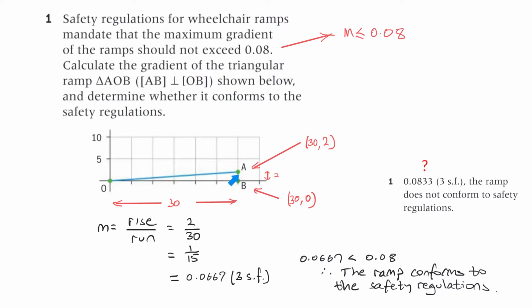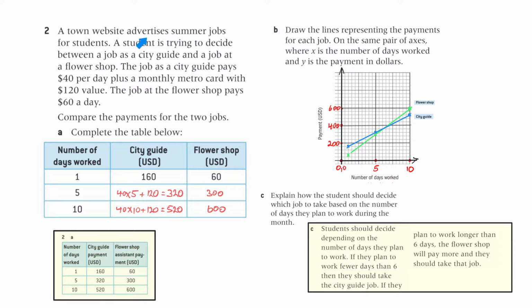The rise is 2. So m equals rise over run. So that's 2 over 30, which is 1 over 15, which is 0.0667 to 3 significant figures. And this number here is less than 0.08. So that's good. It did not exceed 0.08, therefore the ramp conforms to the safety regulations. The back of the book has 0.0833, and it says the ramp does not conform to safety regulations because it's greater than.